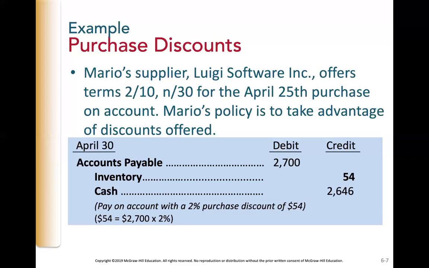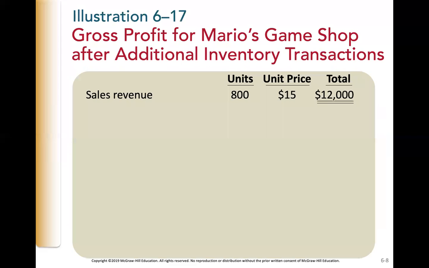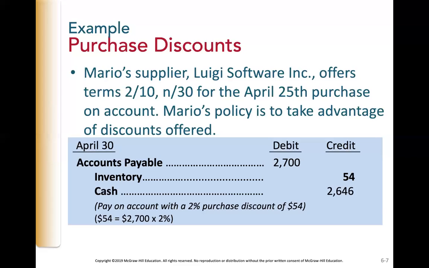Sometimes companies will find inventory items to be unacceptable for some reason. They're damaged or not what was ordered. In that case, you have a purchase return. In a purchase return, you simply reverse the transaction that you have already recorded. Debit the accounts payable and credit inventory for the amount that you are returning.